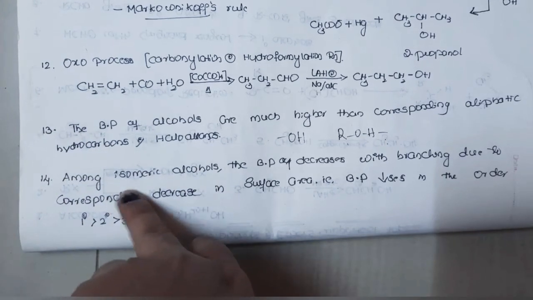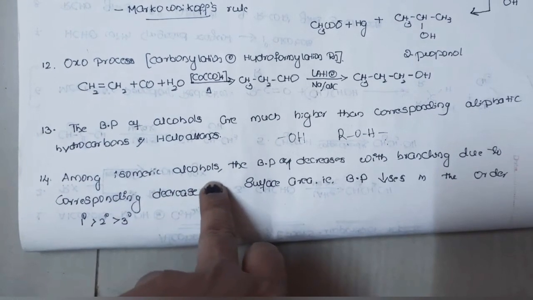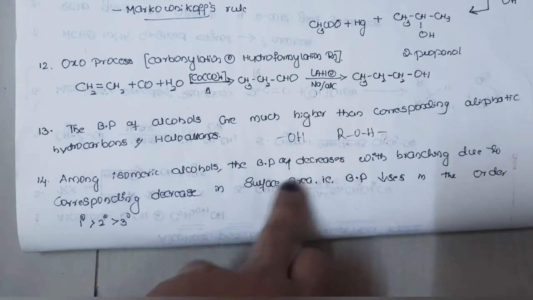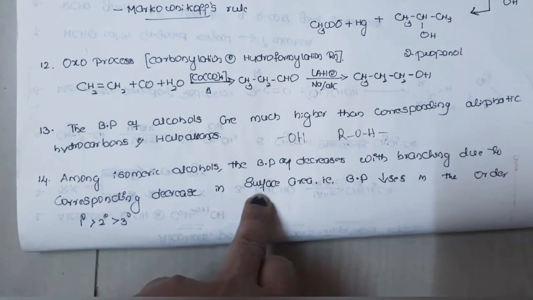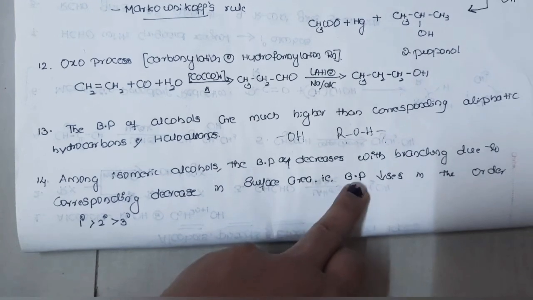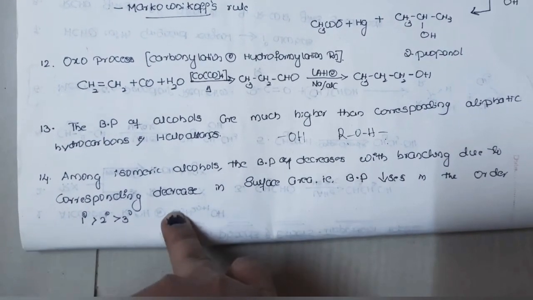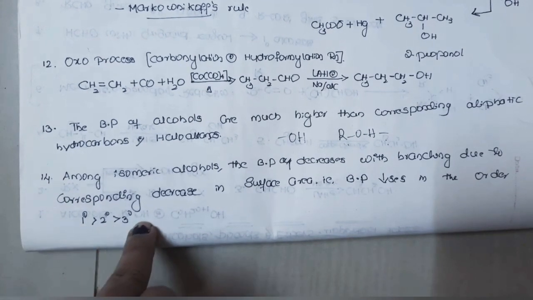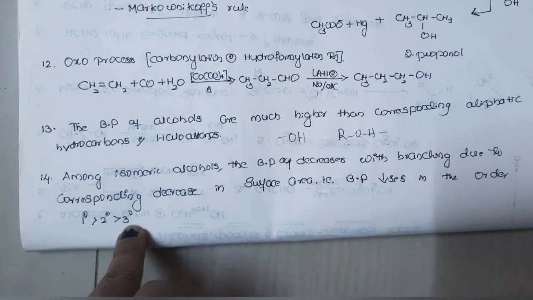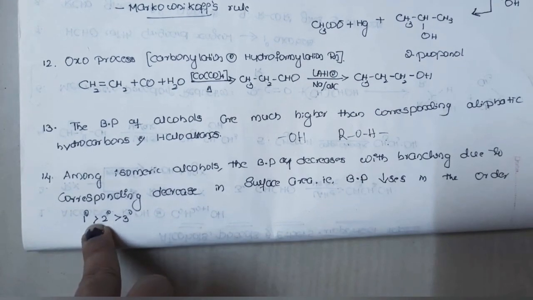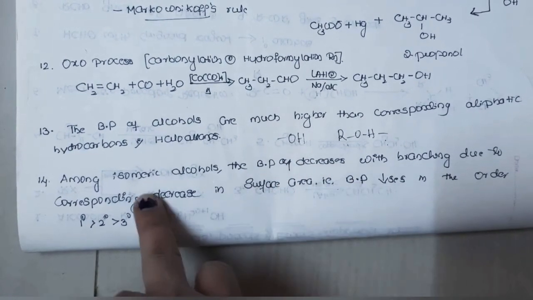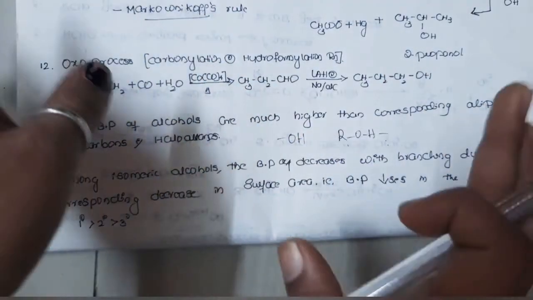Among isomeric alcohols, like primary, secondary and tertiary, the boiling point decreases with branching due to the corresponding decrease in surface area. That is, the boiling point decreases in the order of primary, secondary, tertiary. Primary has the highest boiling point, followed by secondary, followed by tertiary. Tertiary has a very low boiling point compared to the other two. That's a point you have to remember.